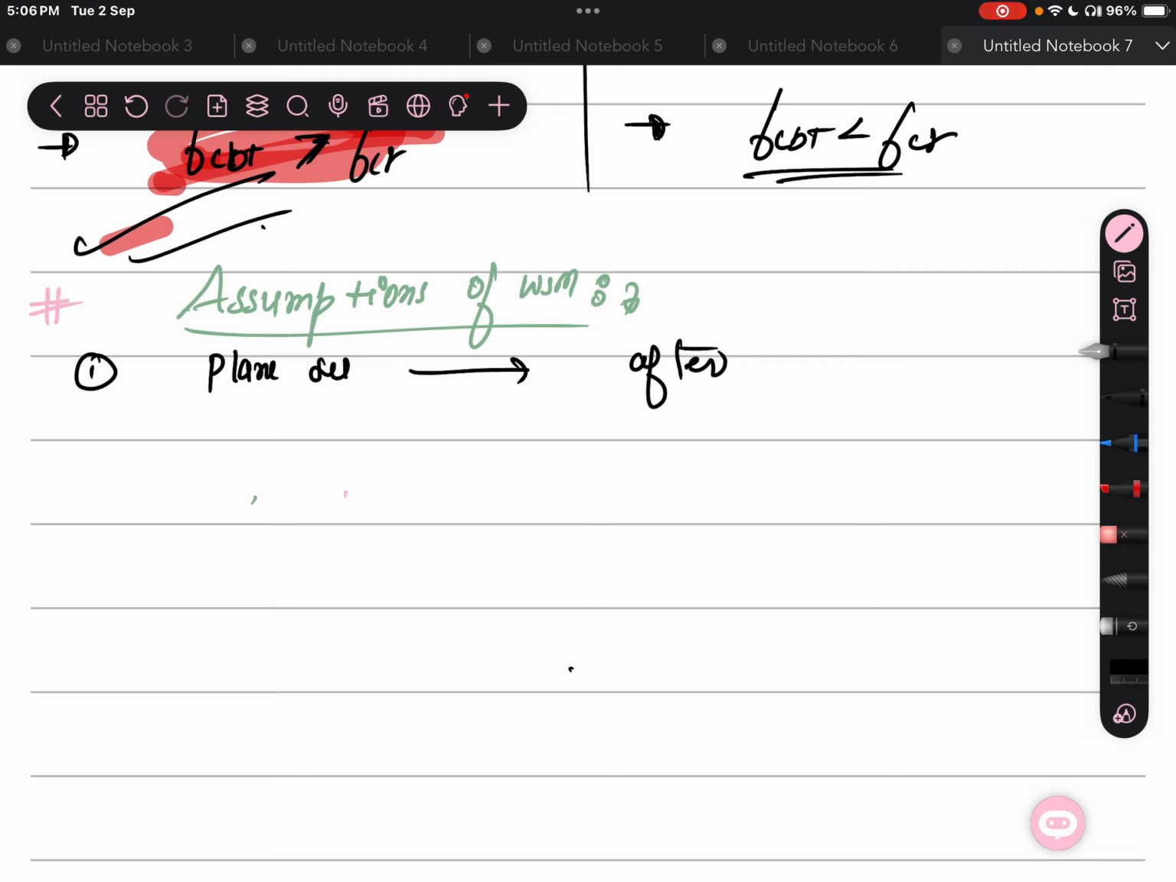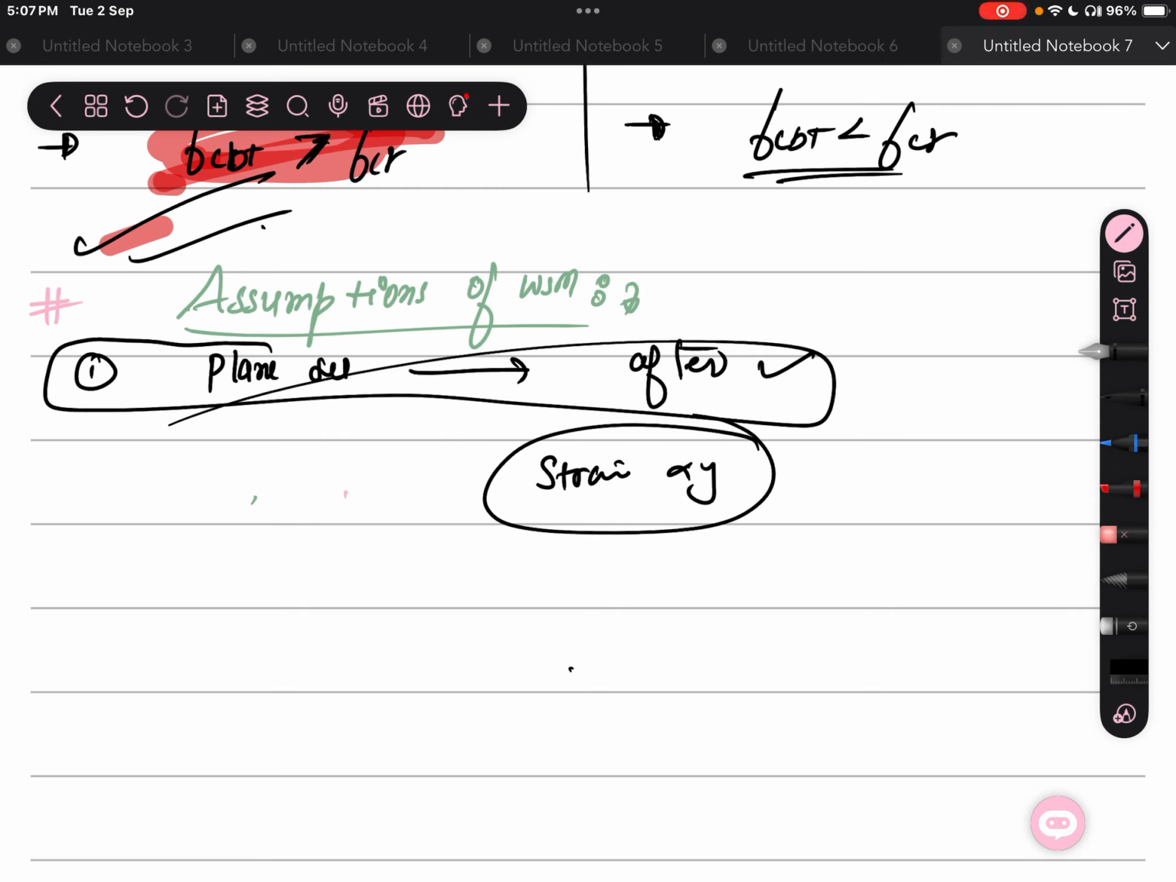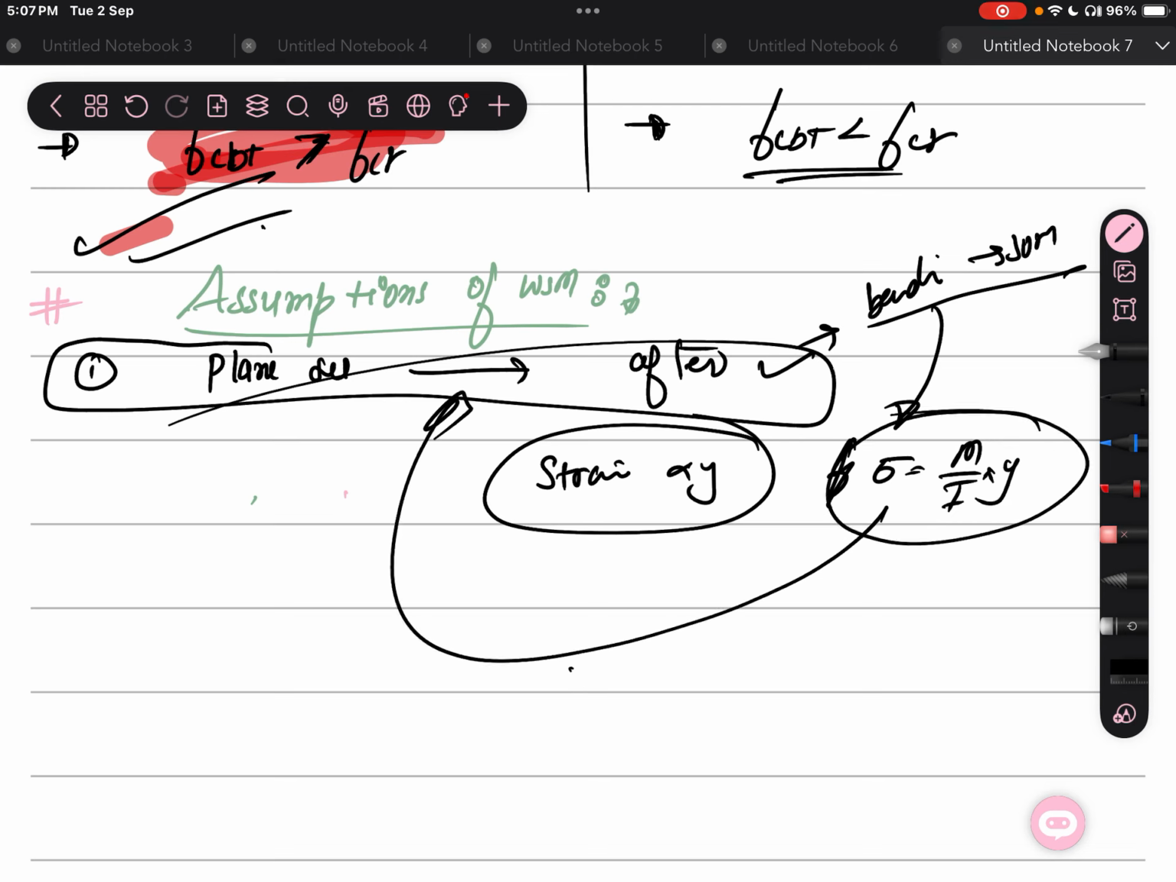Because the strain will be proportional to y, and the stress will be linearly varying. It's basically the basic assumption you have seen, for the bending stresses that we are dealing with. On the basis of that, we can derive the equation that the stress is M by I into y. So this is based on this assumption. If we are not considering this assumption, then this is not valid at all.